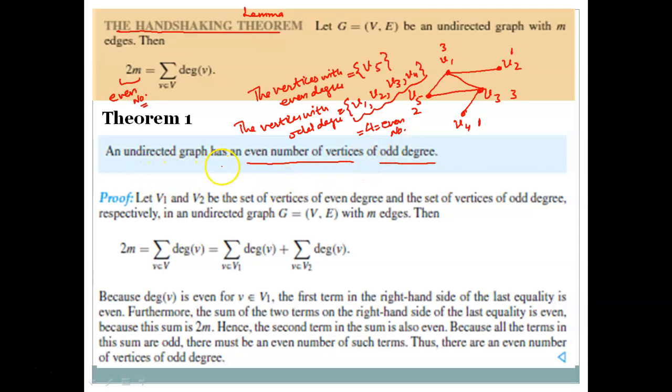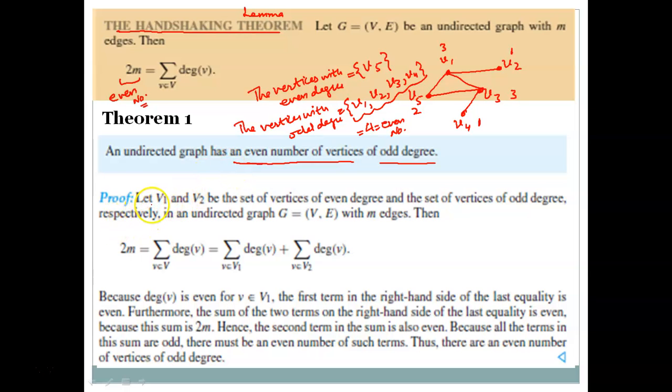Whenever you have any undirected graph, then it has an even number of vertices of odd degree. So vertices of odd degree are 4. Therefore, the number of vertices of odd degree is an even number. That is, 4 is an even number in this case. You draw any graph, in every graph you will find this situation. The total number of vertices of odd degree will be an even number. This statement we will prove here in general.